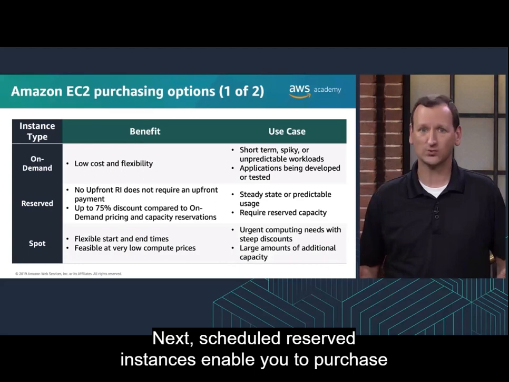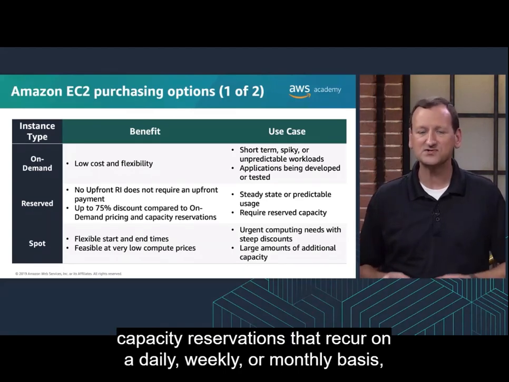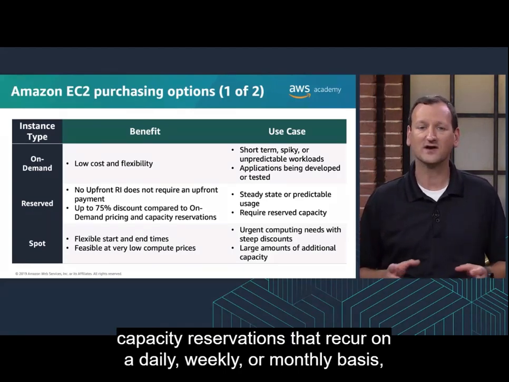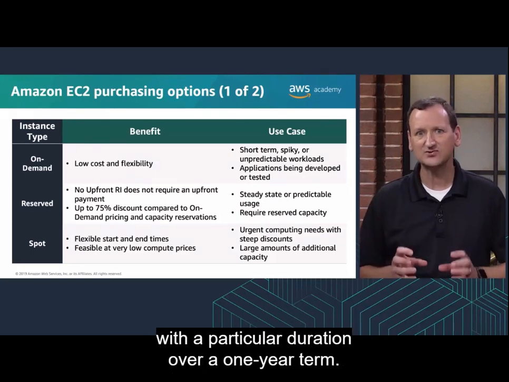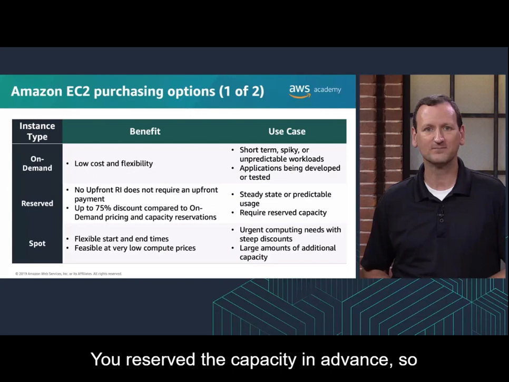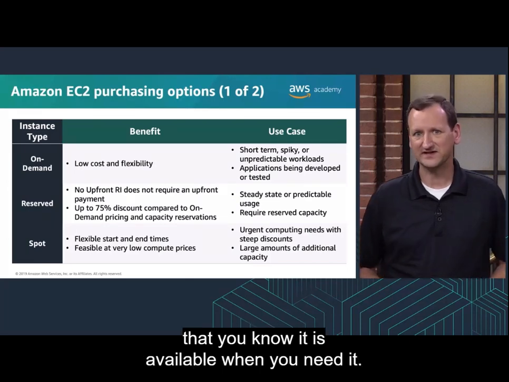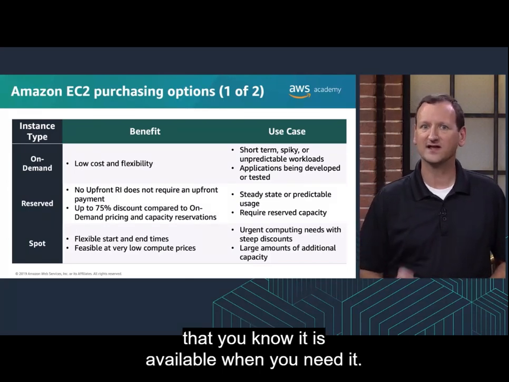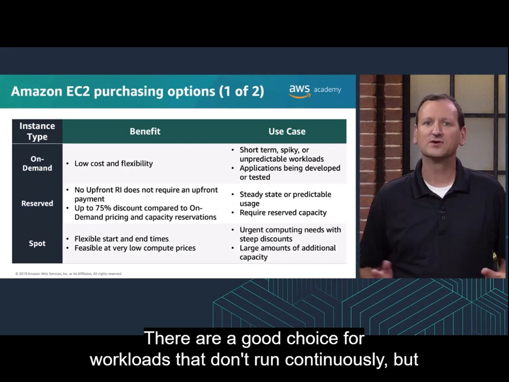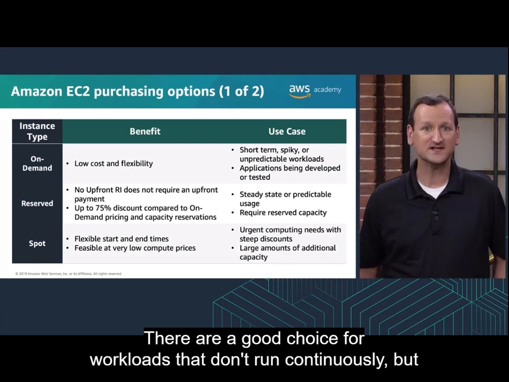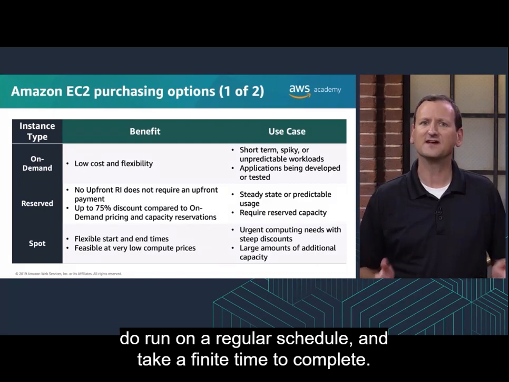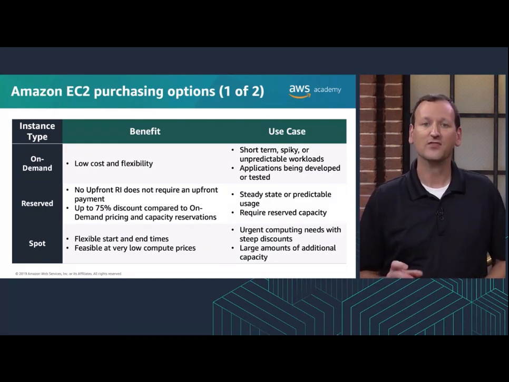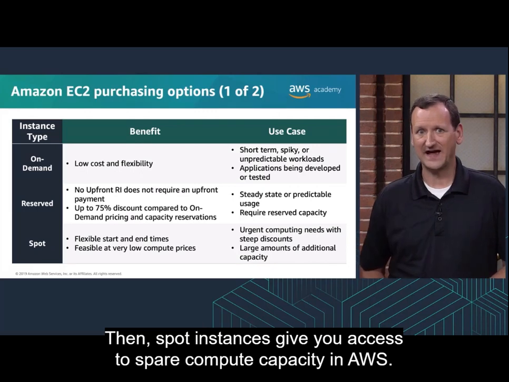Next, scheduled reserved instances enable you to purchase capacity reservations that recur on a daily, weekly, or monthly basis with a particular duration over a 1-year term. You reserve the capacity in advance so that you know it is available when you need it. They're a good choice for workloads that don't run continuously, but do run on a regular schedule and take a finite time to complete. Then, spot instances give you access to spare compute capacity in AWS.